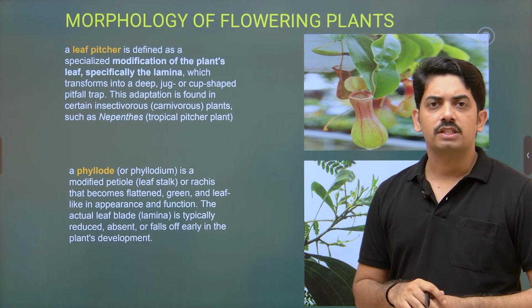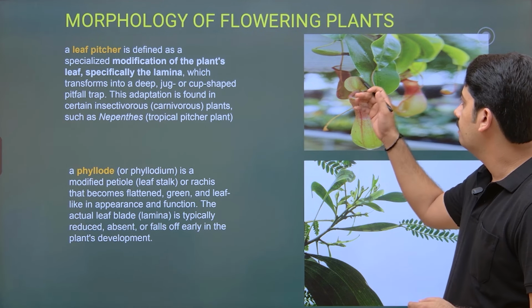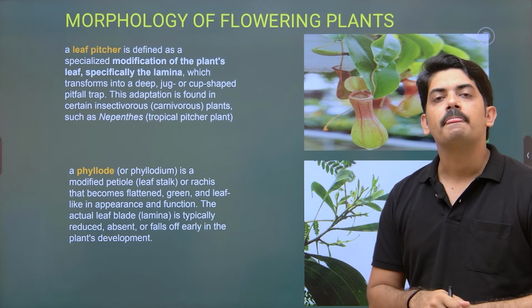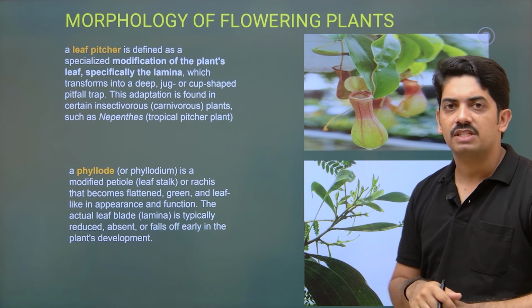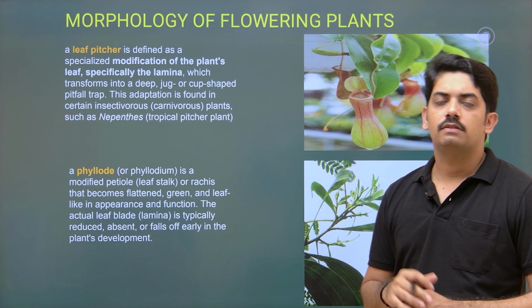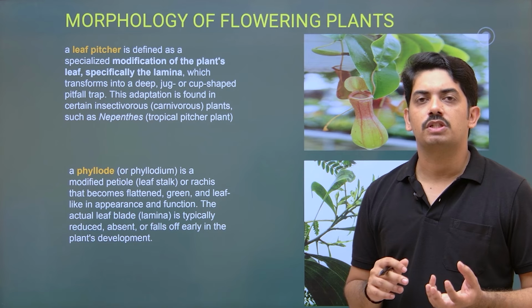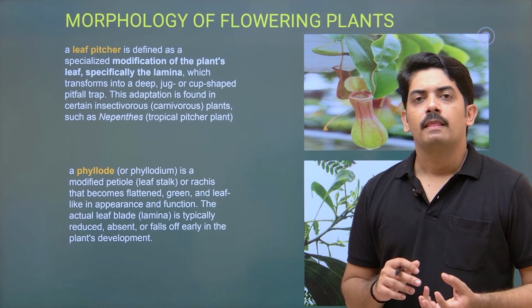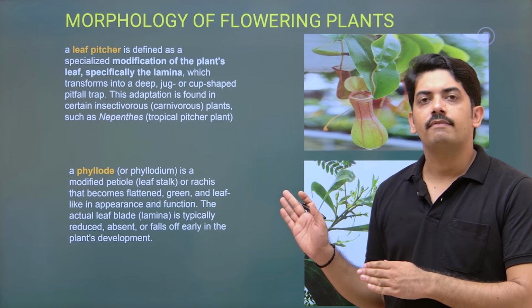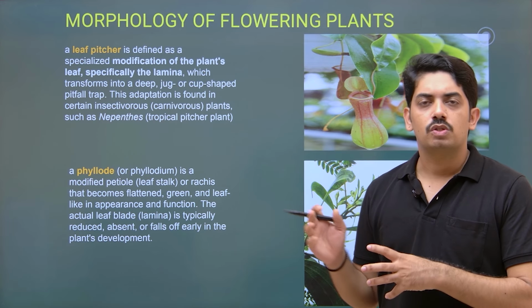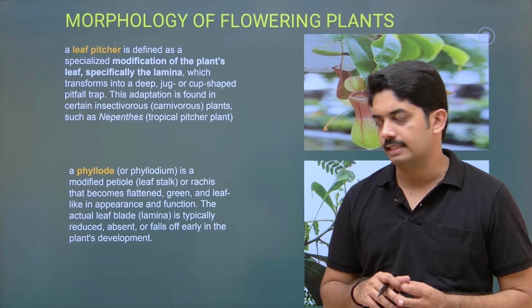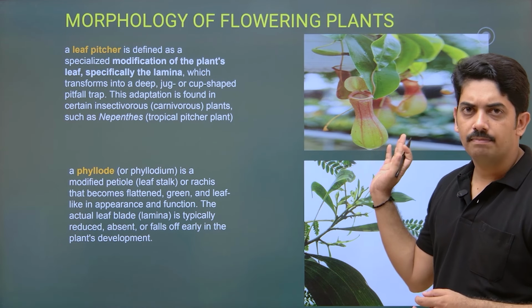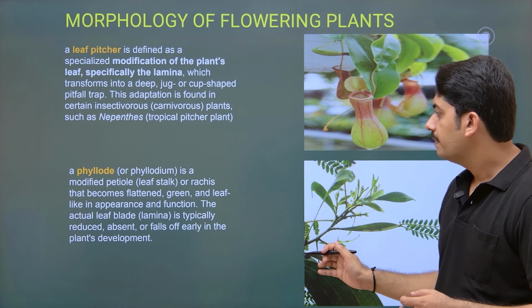The very interesting modification, this is called nepenthes or pitcher plant. The tip of the leaf is modified into a flask-shaped structure which has a particular liquid that traps the insects, because these plants grow in areas where nitrogen is very less, so they absorb the nitrogen by digesting the insects. So it's an example of an insectivorous plant.